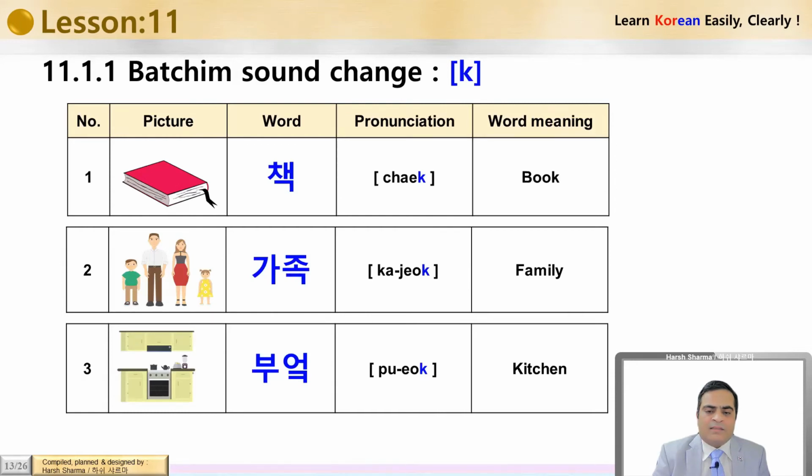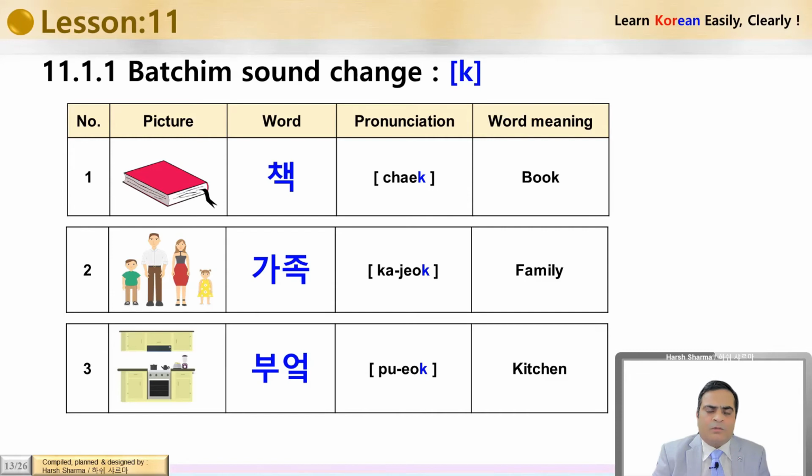Ka is at the Batchim position in this word, so there will be only one sound, that is k. Ka, kha, ka: the K family. Check. See example number 2, that is khajok. Khajok is family.